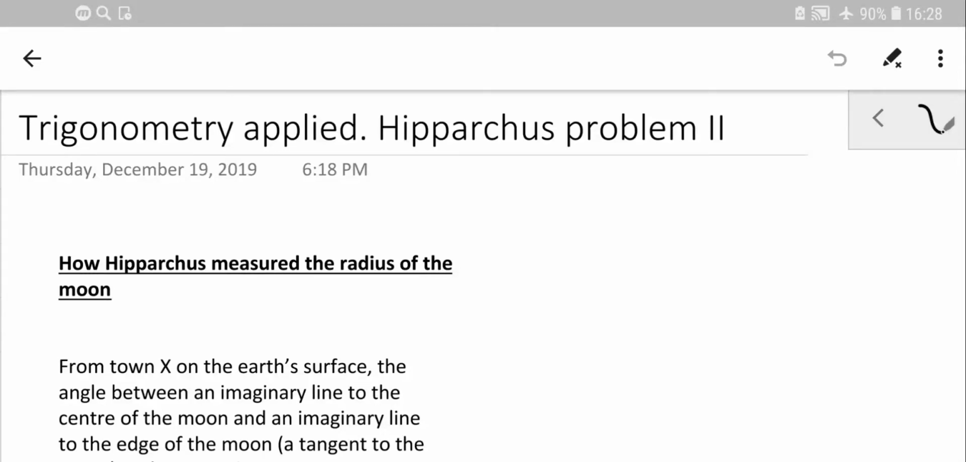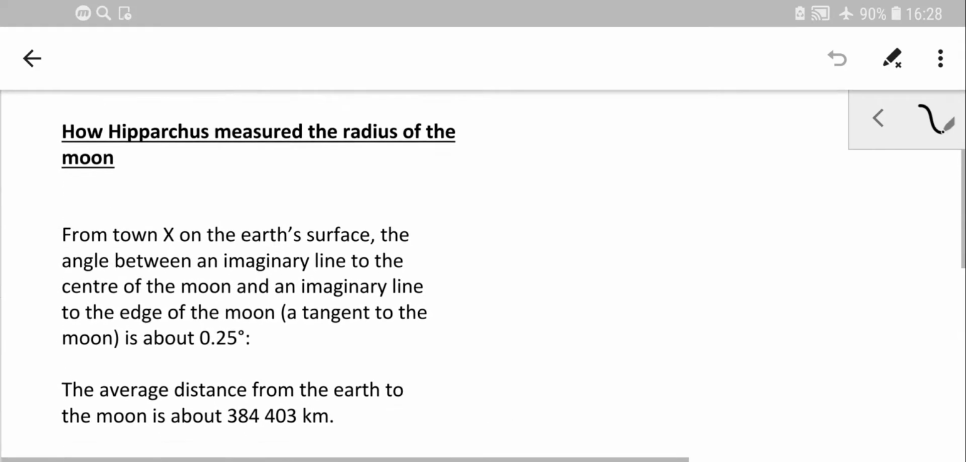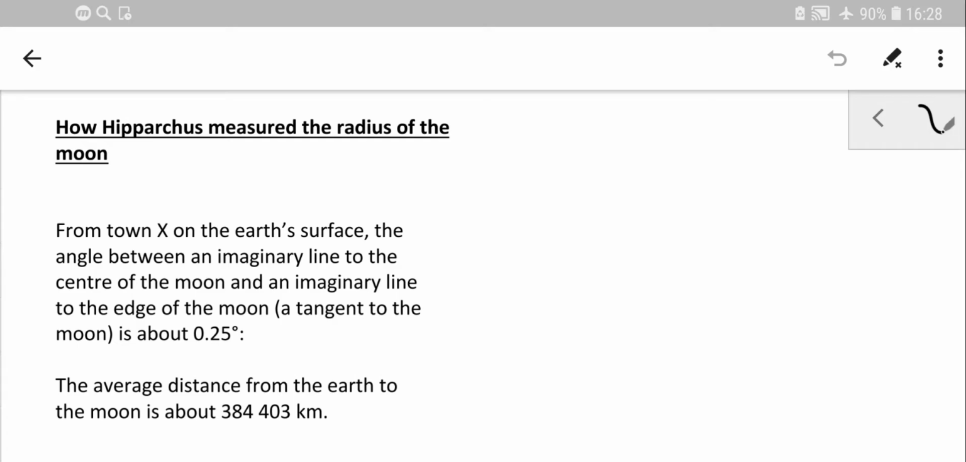Today we're gonna go through Hipparchus problem, which is the second one after the first. So in the previous video for Trigonometry Applied, we discovered how Hipparchus measured the average distance from the Earth to the Moon. Today we're gonna go through the second idea, how the radius of the Moon can be measured. So actually the problem, how Hipparchus measured the radius of the Moon.